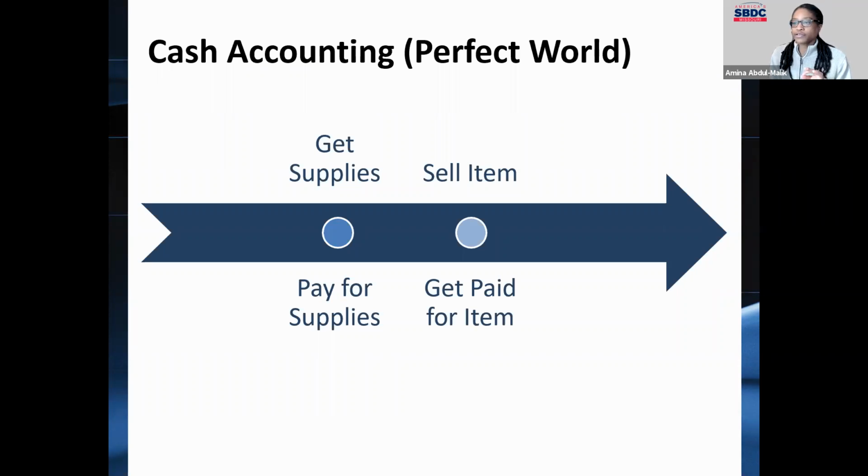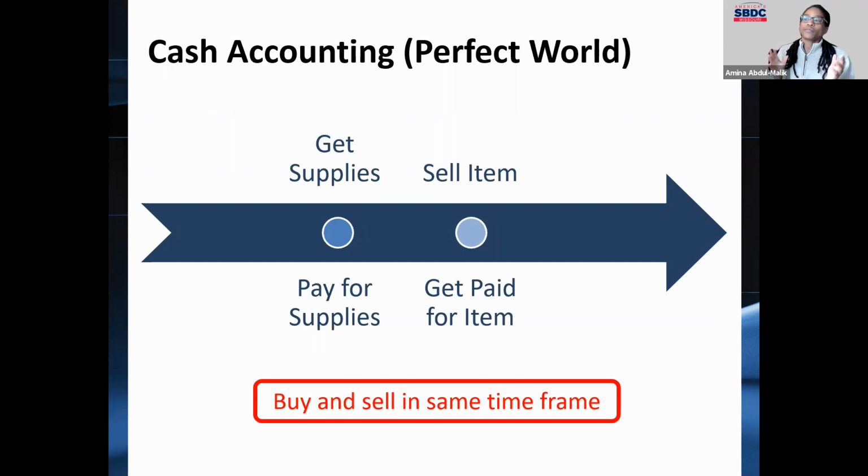Let's use this graphic to kind of display the difference between the two. In cash accounting, you get the supplies, you pay for them, you sell the item, you get paid for the item. Now, this might seem like the best way to go. Cash accounting, it's easy, it's simple. But this cash accounting only works in an extremely perfect accounting and financial and small business world, which we know as small business owners is seldom the case. So there may be some times where your transactions go specifically exactly like this. And if you're selling a product, that may be the case, that typically it is a one and done transaction or a same time frame transaction.